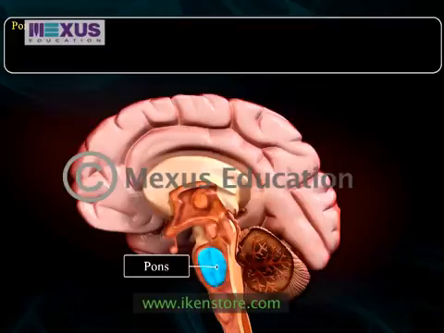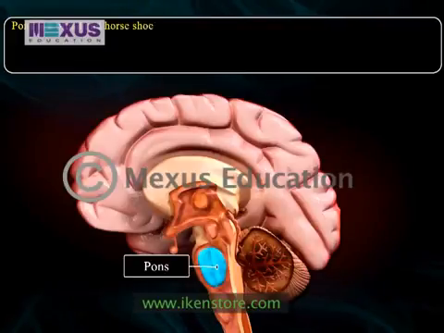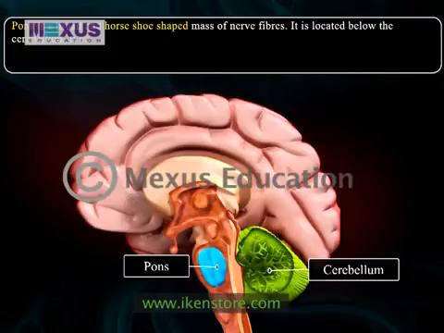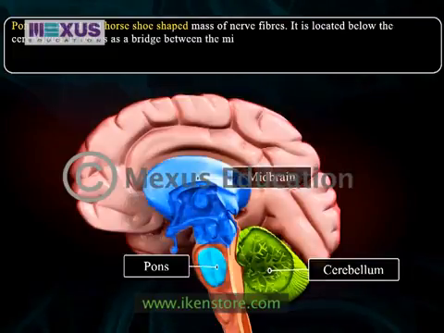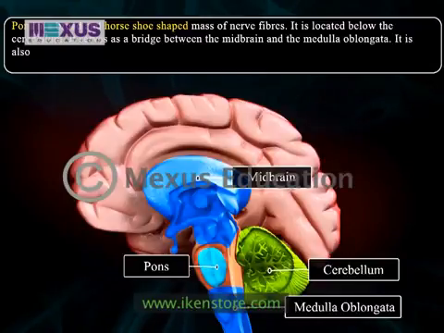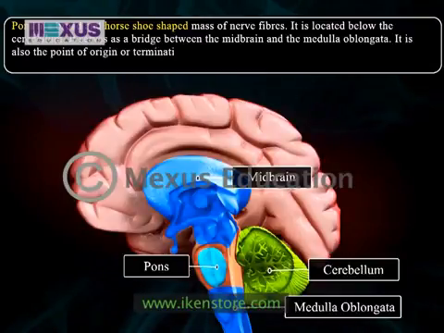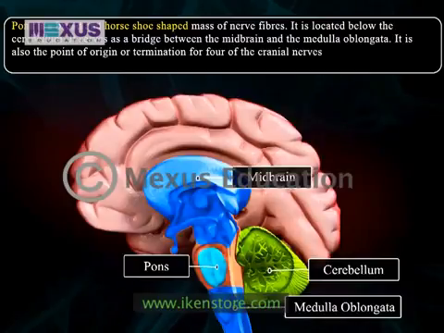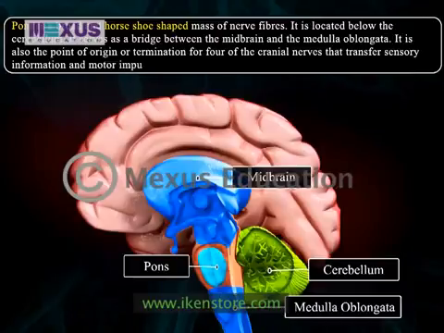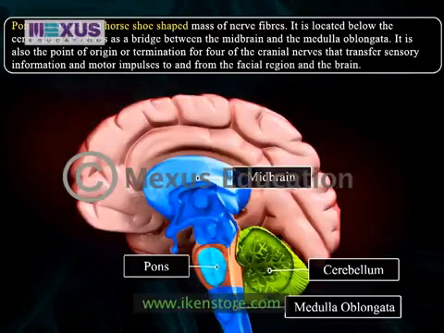Pons is also a part of the metencephalon. It is a broad and horseshoe-shaped mass of nerve fibers. It is located below the cerebellum. It serves as a bridge between the midbrain and the medulla oblongata. It is also the point of origin or termination for four of the cranial nerves that transfer sensory information and motor impulses to and from the facial region and the brain.